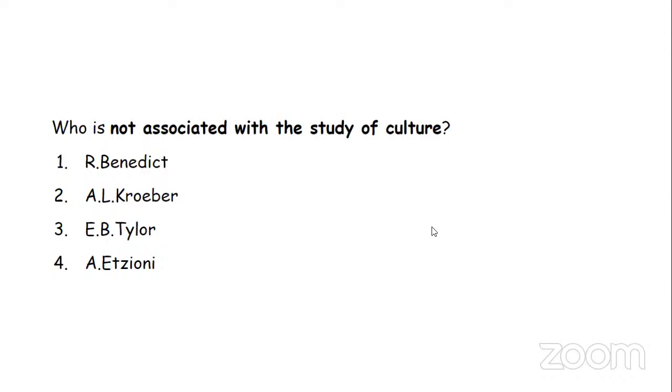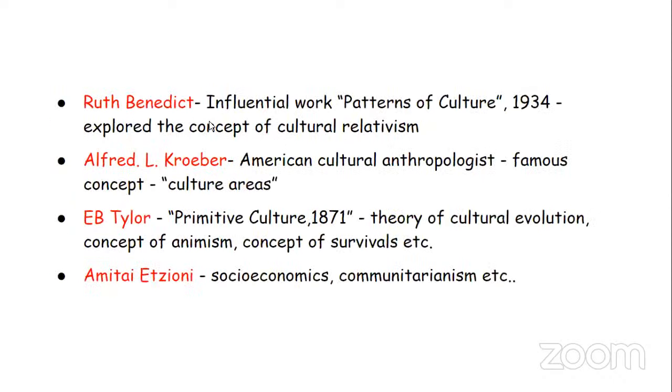Okay, let's check the right answer. The right answer is A. Etzioni. Our first option was Ruth Benedict. R. Benedict means Ruth Benedict. She was a thinker related to the study of culture, and her influential work was Patterns of Culture, published in 1934. This book explored the concept of cultural relativism. So of course, Ruth Benedict is related to the study of culture.